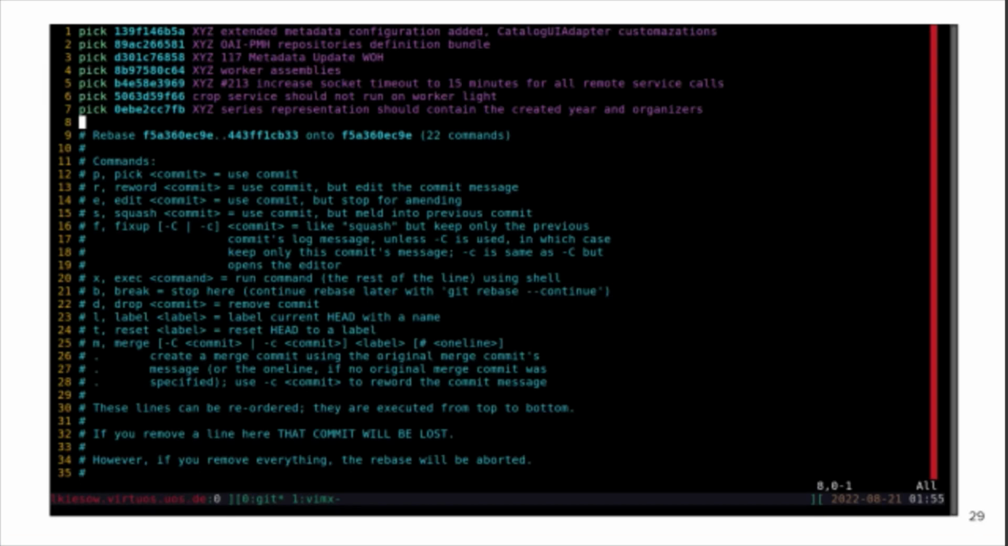Now, you see that a lot of these patches, and unfortunately not all of these patches, have some issues linked to this, and by the way, the XYZ is just removing the customer here.